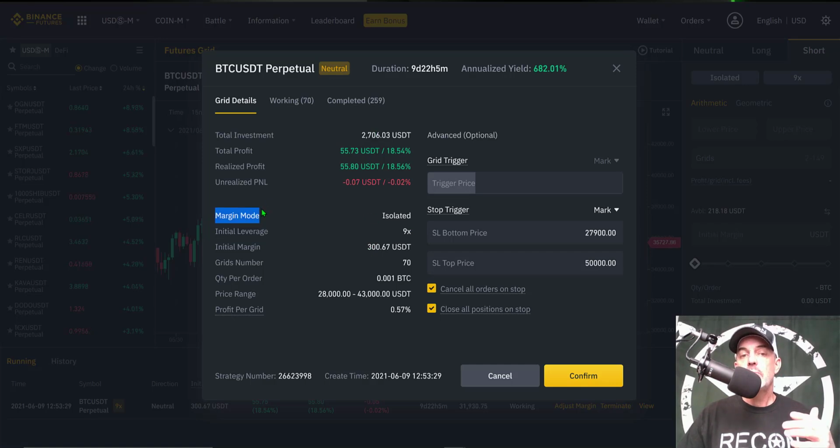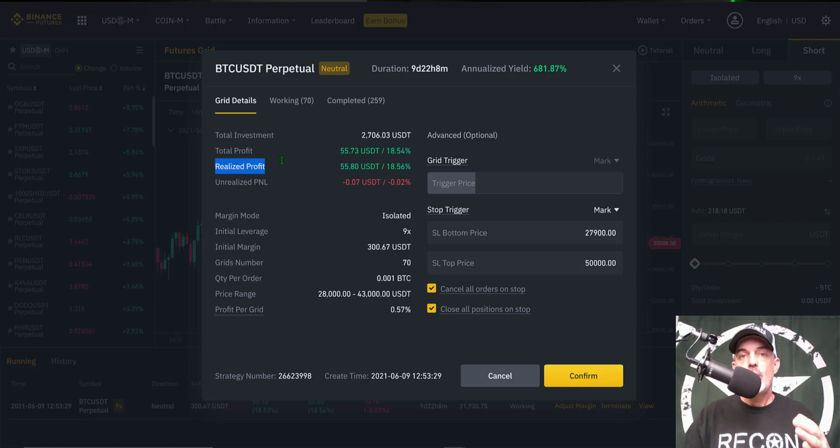And I selected margin mode of isolated. I wanted the risk to be isolated to this specific bot and not any other positions. And thus, only this 300 USDT is actually at risk of being liquidated if that were to happen.